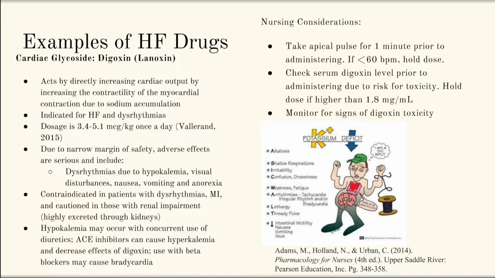Nursing considerations would be to take an apical pulse for 1 minute prior to administering. If less than 60 beats per minute, hold dose. Check serum digoxin level prior to administering due to risk for toxicity, and hold the dose if it is higher than 1.8. Monitor for signs of digoxin toxicity.